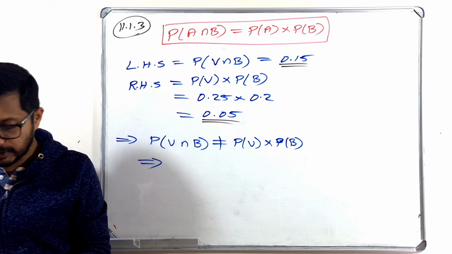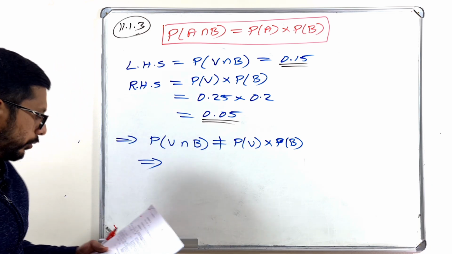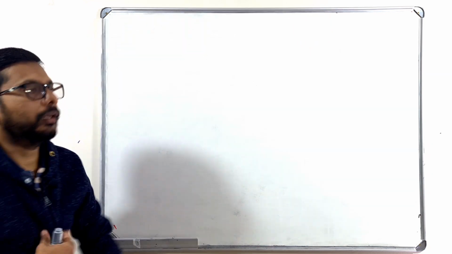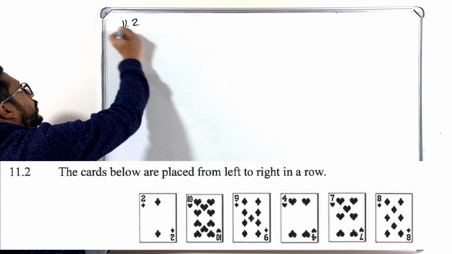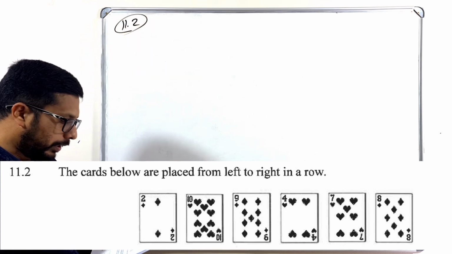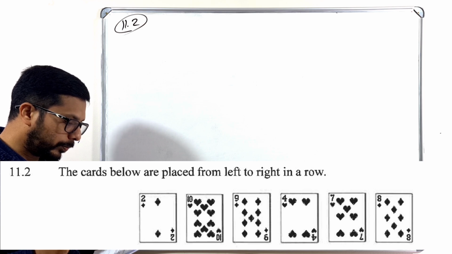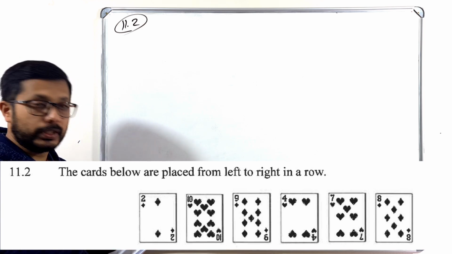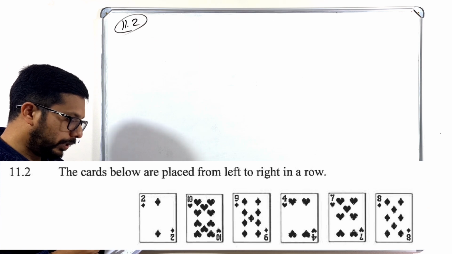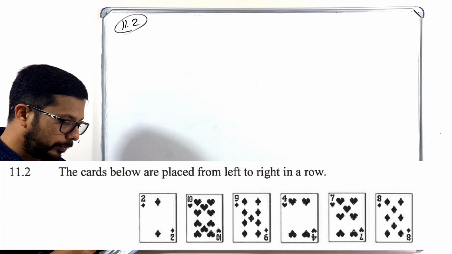Now let's go to question number 11.2. What is that question? The cards below are placed from left to right in a row. So there are some cards there. Okay, look at that picture. It is very important. It's difficult for me to draw here. So the first one is a diamond, second one is a heart, again diamond, again heart, diamond.